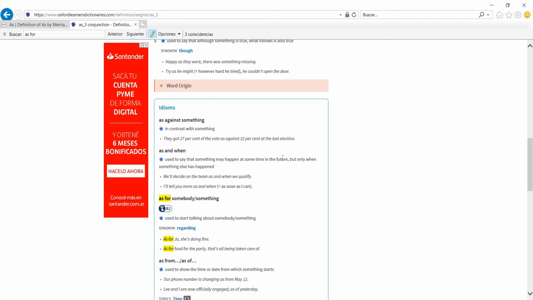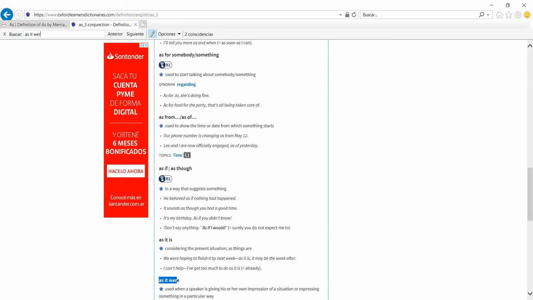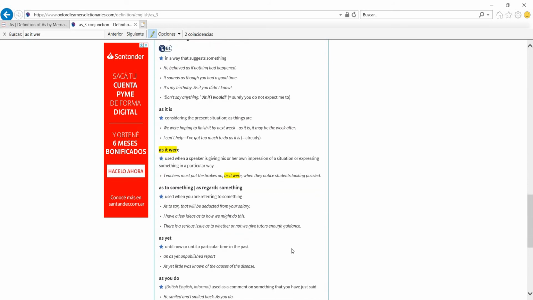Used to say that something may happen sometime in the future, but only when something else has happened. We have mentioned this one, right? We'll decide on the team as and when we qualify, and we said we'll cross that bridge when we come to it, right? But I think yes, as it were is one that we have not mentioned, right?